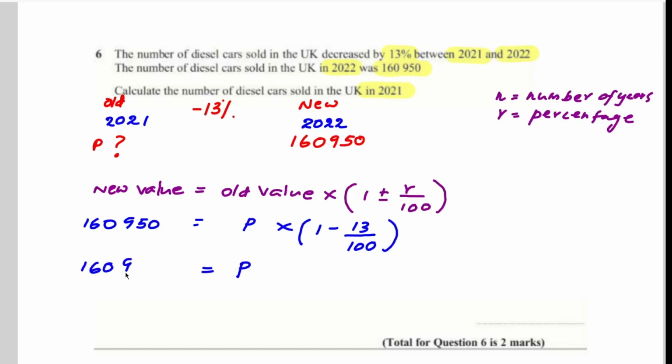160,950. I'm sending this whole set to this side. This is connected with multiplication, then when it goes to this side, it becomes a division. We call this one the multiplying factor. This is the multiplying factor. For the multiplying factor, you are getting 1 mark.